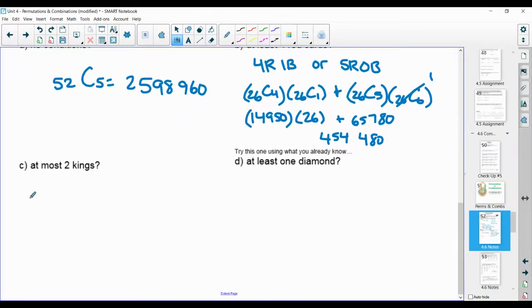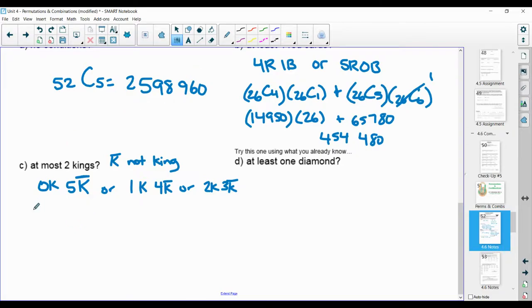We're going to look at most 2 kings. So at most two kings means we want 2 kings or less. So that means we want 0 kings, meaning 5 non-kings. So I'm going to put a little dash over top here. That means not king. So this is just like the complementary notation. Or we want 1 king, meaning 4 non-kings. Or we want 2 kings, meaning 3 non-kings.